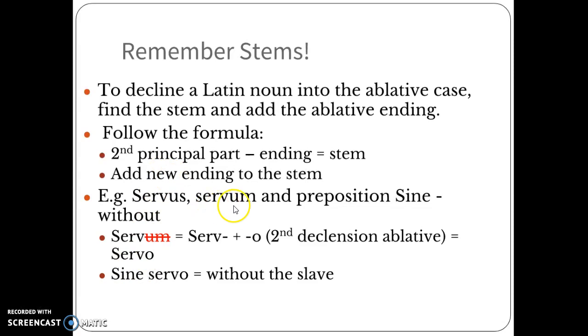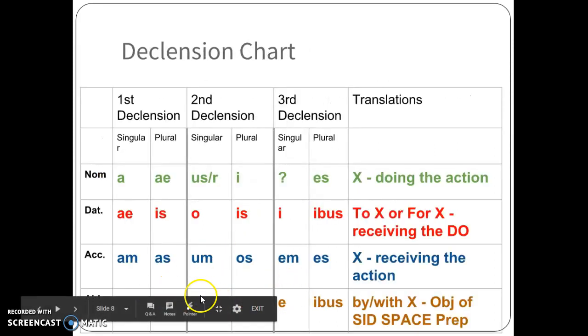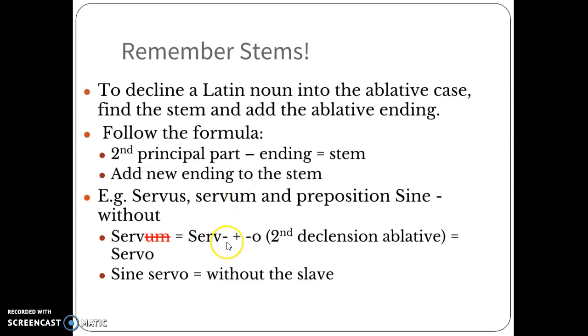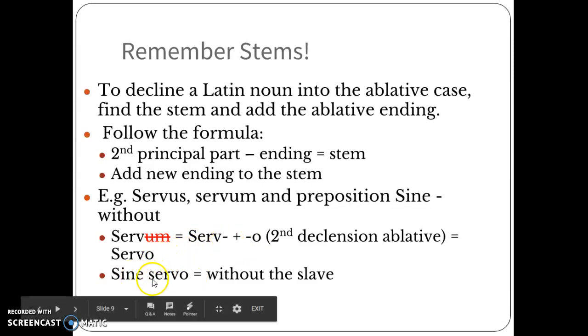Servus, servum. I can tell by the um in the accusative that this is a second declension noun, so I need to make it ablative. And I remember from copying this down that O is my second declension ablative singular ending. So I'm going to take the UM off, and I am going to have my stem, which is SERV, and I'm going to add O onto it to get servo. So if I want to say without the slave, I will say sine servo. This is my SID space preposition. This is my ablative noun.